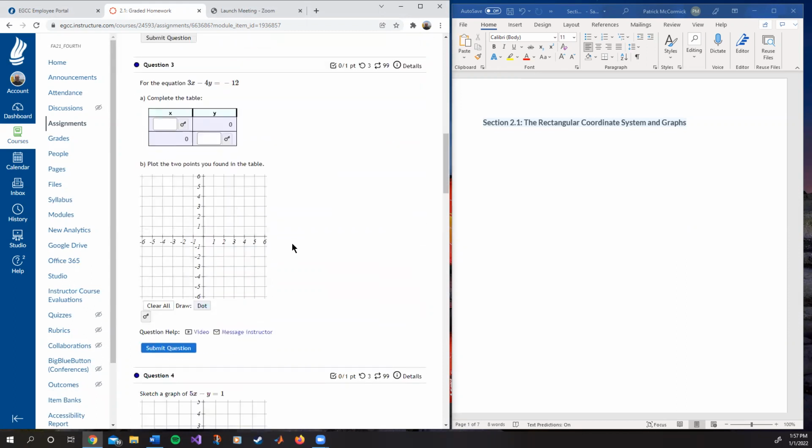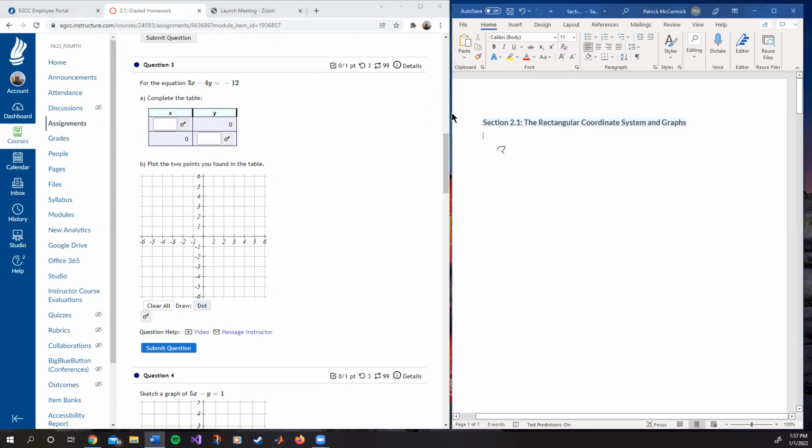All right, so question 3. Now we've got a little bit of work to do. It says complete the table for the equation 3x minus 4y equals -12. The table gives us y equals 0, and we have to solve for x. So I'm going to come over here on the right-hand side and work out the equations. Pardon my handwriting.